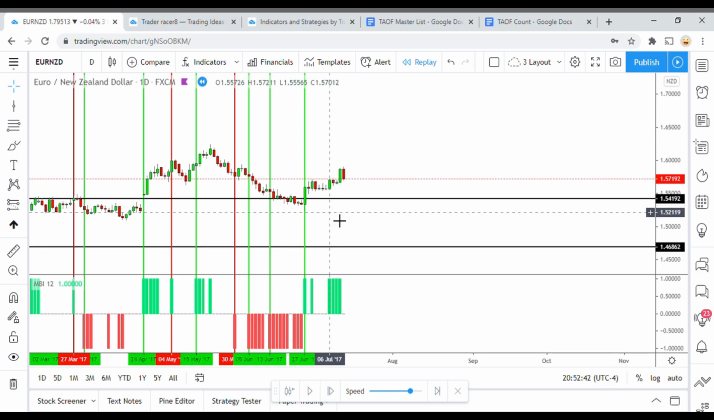That got us to take profit. So that one was decent. Then we picked up another one right here. And so they let this one go up pretty decent.